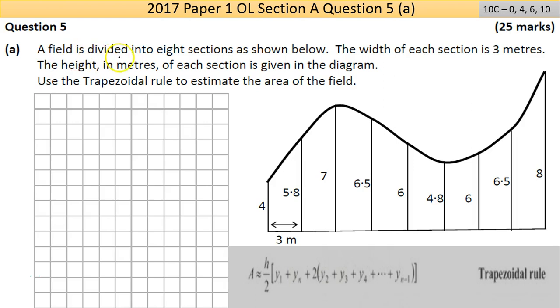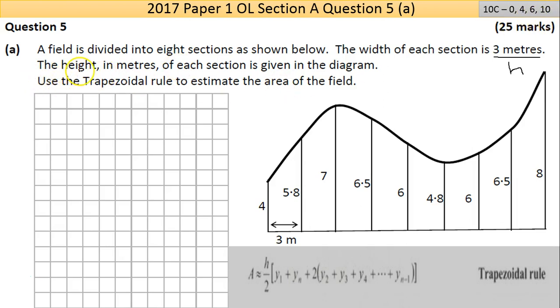A field is divided into 8 sections as shown below. The width of each section is 3 meters. Okay, that will be your h. And as you're going through a question, if you see anything that you recognize, label it or put it on the diagram, that will qualify you for usually the low partial. In this question it is the 10C scale.